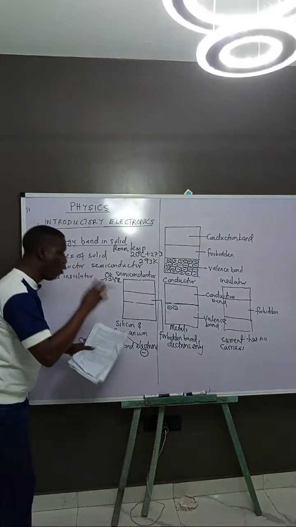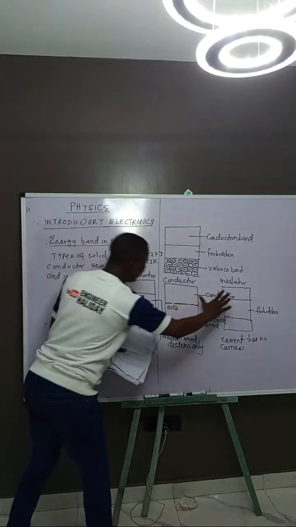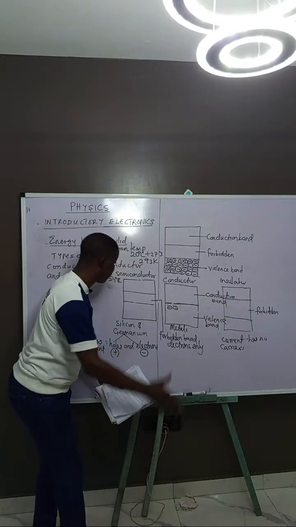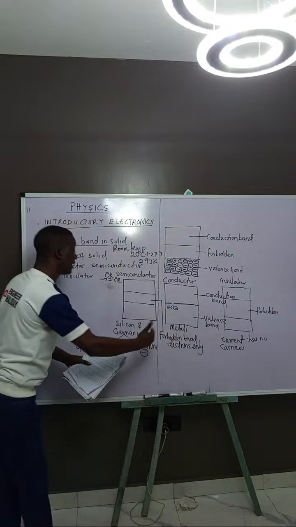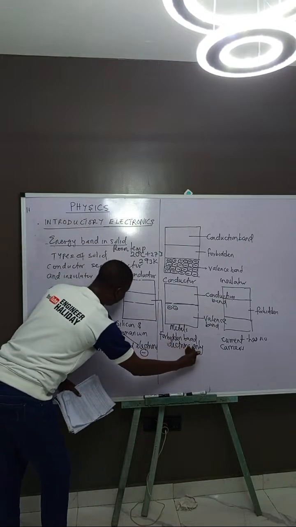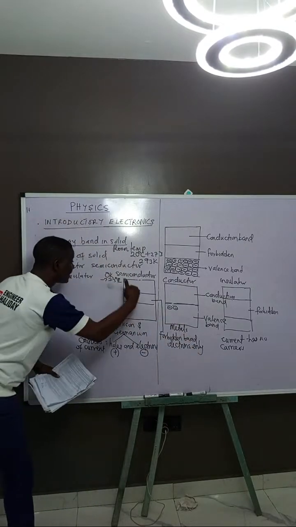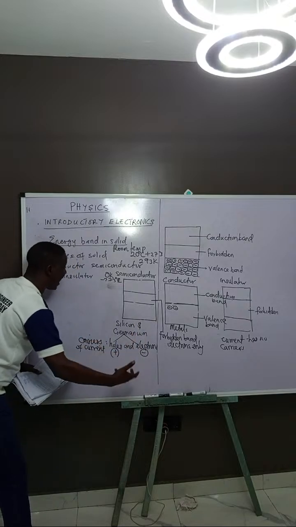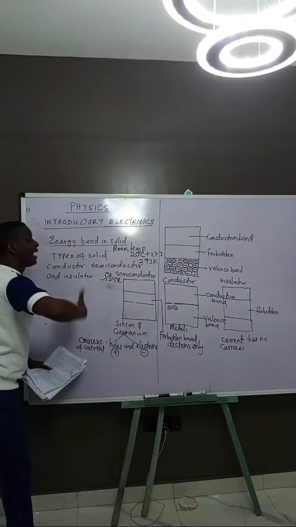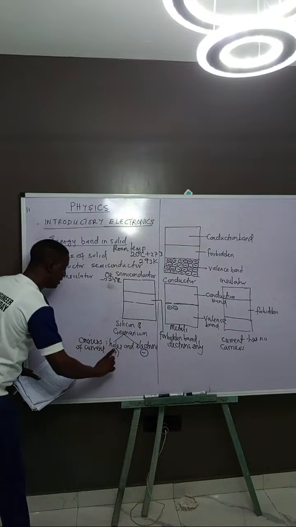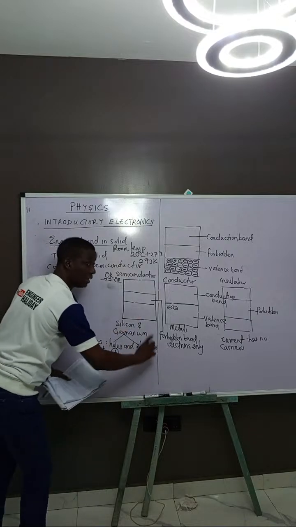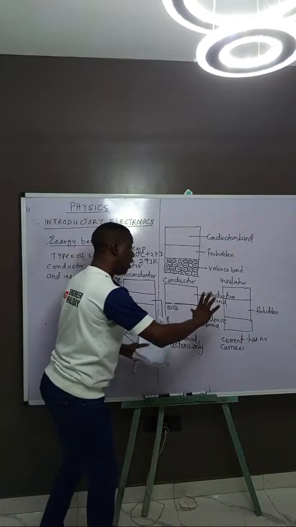Now, what we are saying is that this insulator does not have a carrier. This one has a carrier. What are the carriers of current? Electrons only. What about a semiconductor? When they become conductors, what are the carriers? And how can they conduct? Under the influence of temperature. They are holes and electrons.